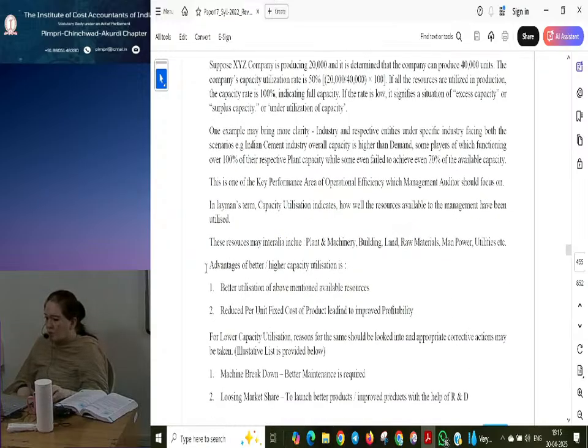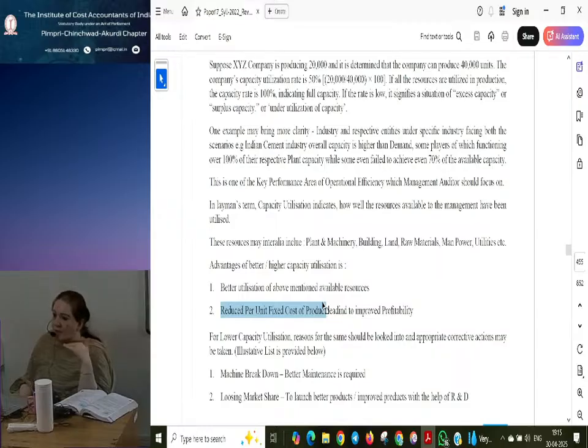So if you look, the advantages of better or higher capacity utilization are better utilization of the resources and reduced per unit fixed cost of product. So this is what I was looking for. Because variable cost is going to vary according to the number of units produced, per unit it's going to remain the same. But the total is going to change according to the volume of production.